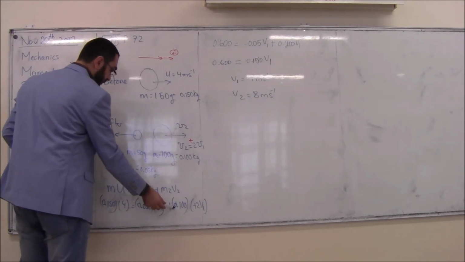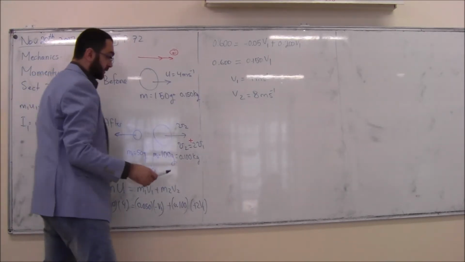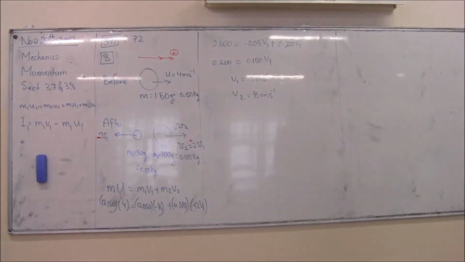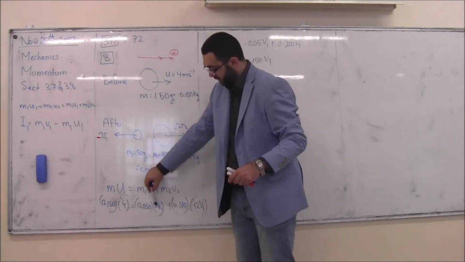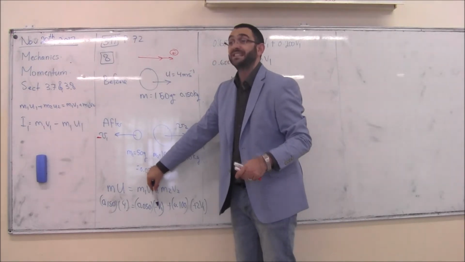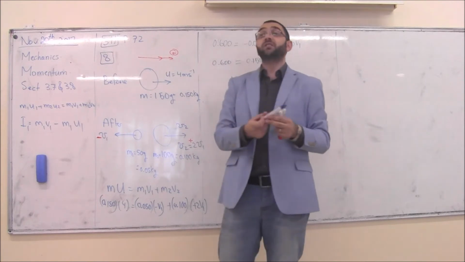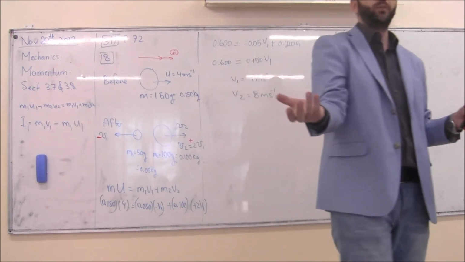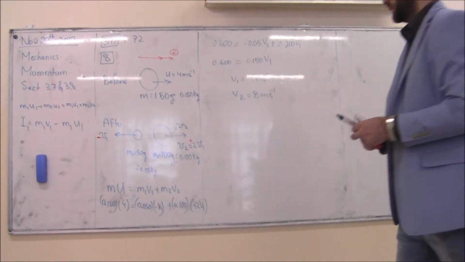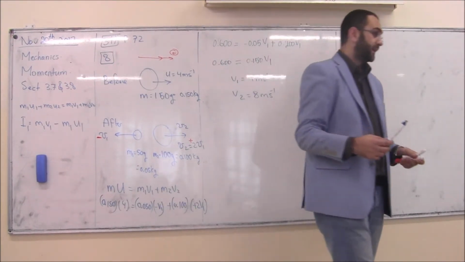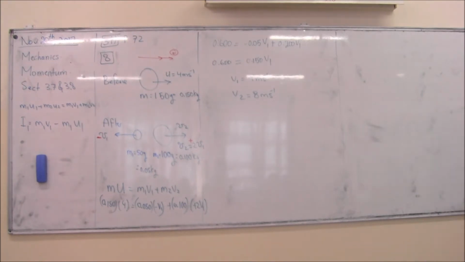But this one, M equals 0.15 or 0.05? I converted the grams to kilograms. So V1 should come out negative. I already substituted it in negative form, because it's given to us. Guys, it's mentioned in the question that it's in the opposite direction, so I already substituted minus here. Okay, fine. Right.